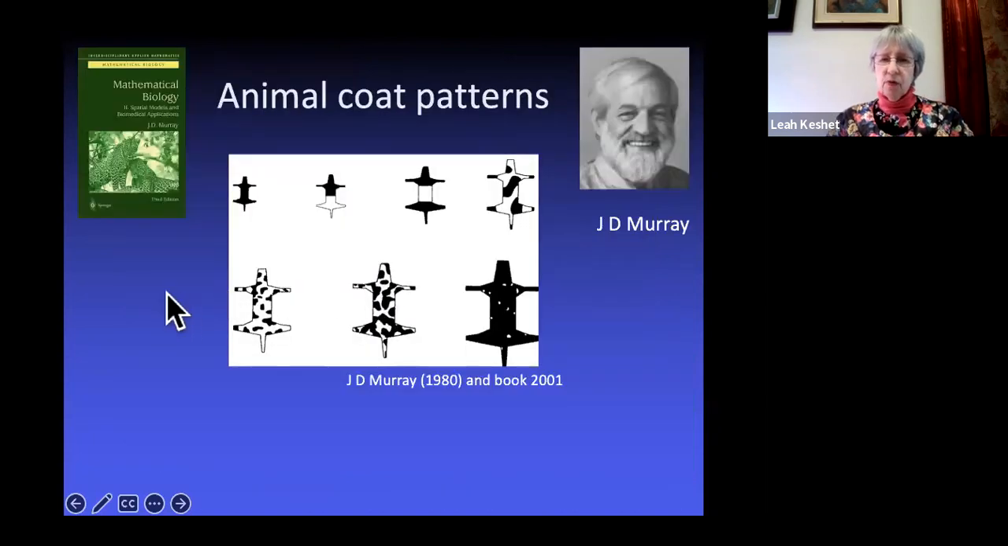Now, among pattern formation theory, another pioneer at the time, James Murray in the 1980s, wrote a paper about applying the Turing pattern formation type of PDE theory to animal coat patterns. I'm sure many of you know about his books on mathematical biology, and you see examples of some of the patterns that he simulated at the time. And some of them are quite elaborate.